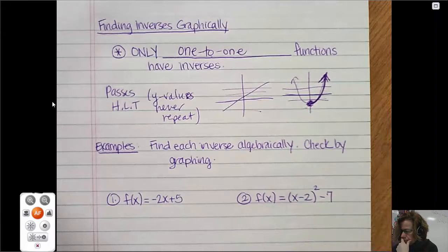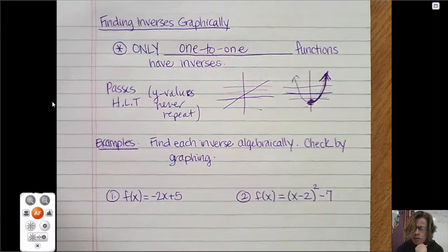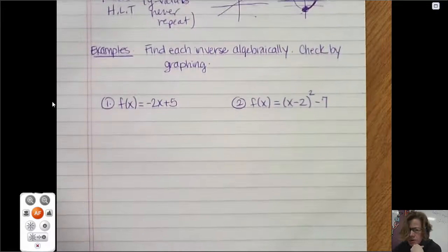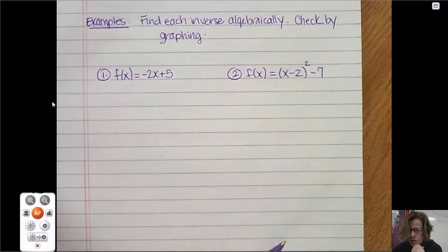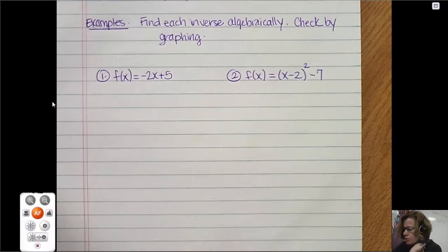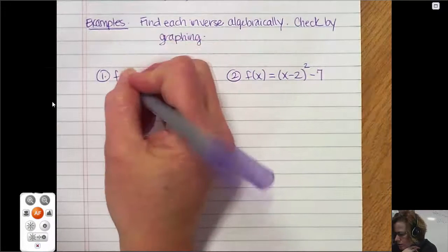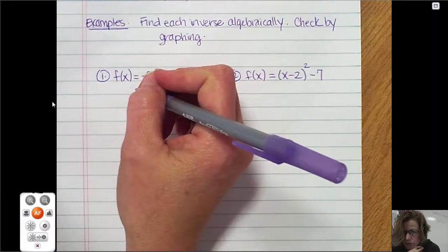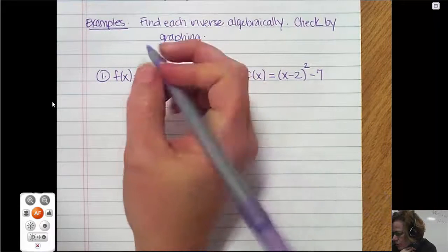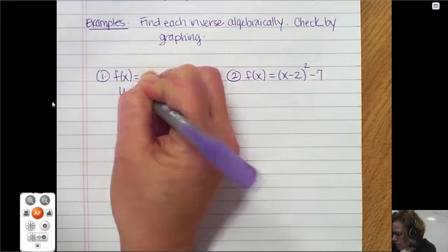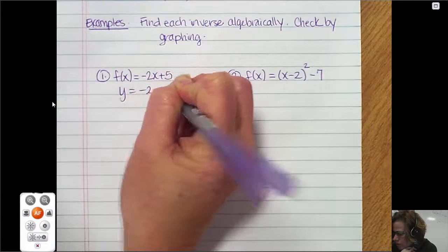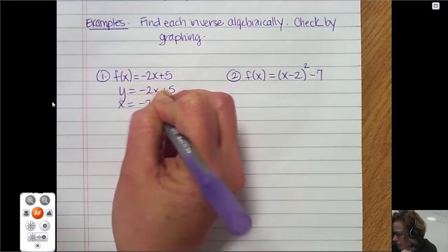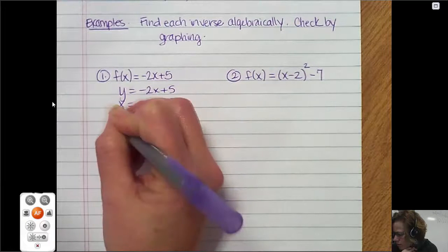Okay, now we're going to continue practicing finding these algebraically, and I'll show you how to check by graphing. So first, we'll find the inverse of f of x equals negative 2x plus 5. So again, more practice, and you can certainly pause and try it and fast forward to check if you'd like. So we'll call this y equals negative 2x plus 5. We'll switch x and y and solve for y.